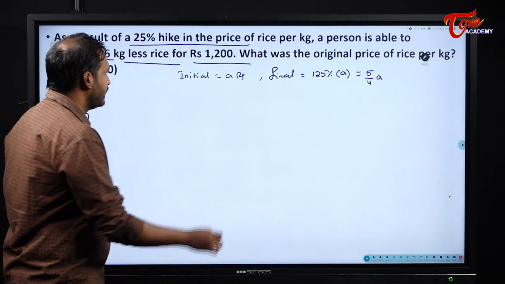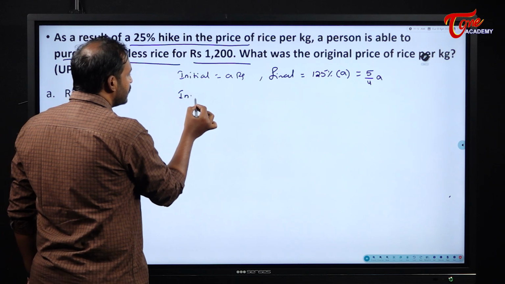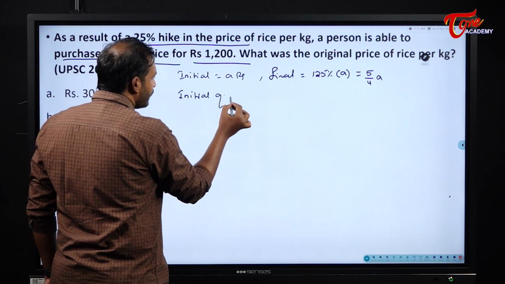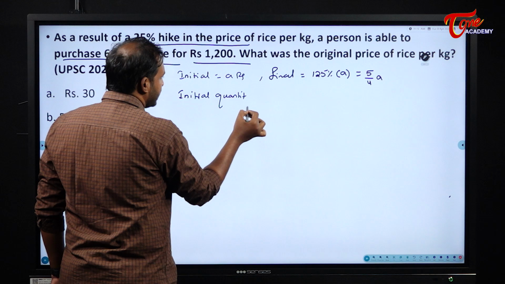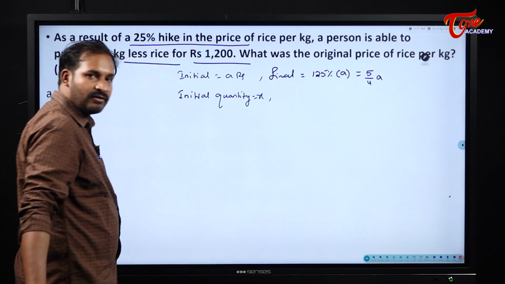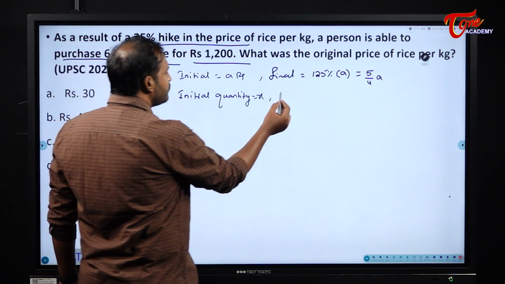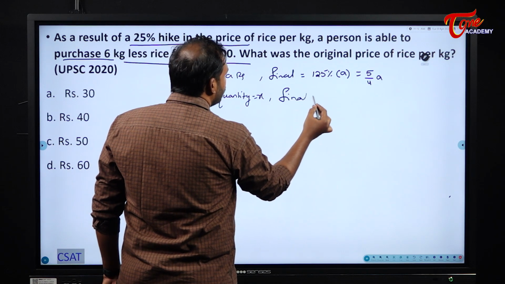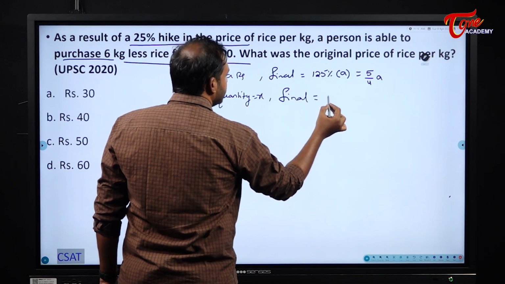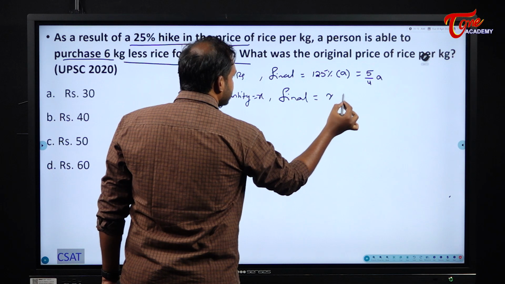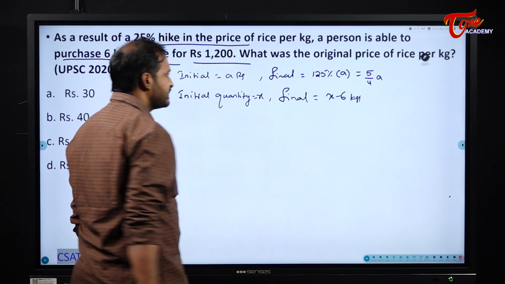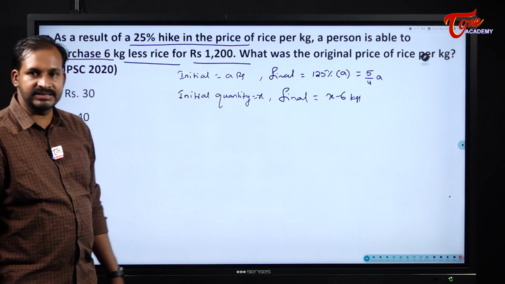Now initial quantity. Assume that initial quantity is some X. Now what happens to my final quantity? This will become X minus 6 kgs, right?